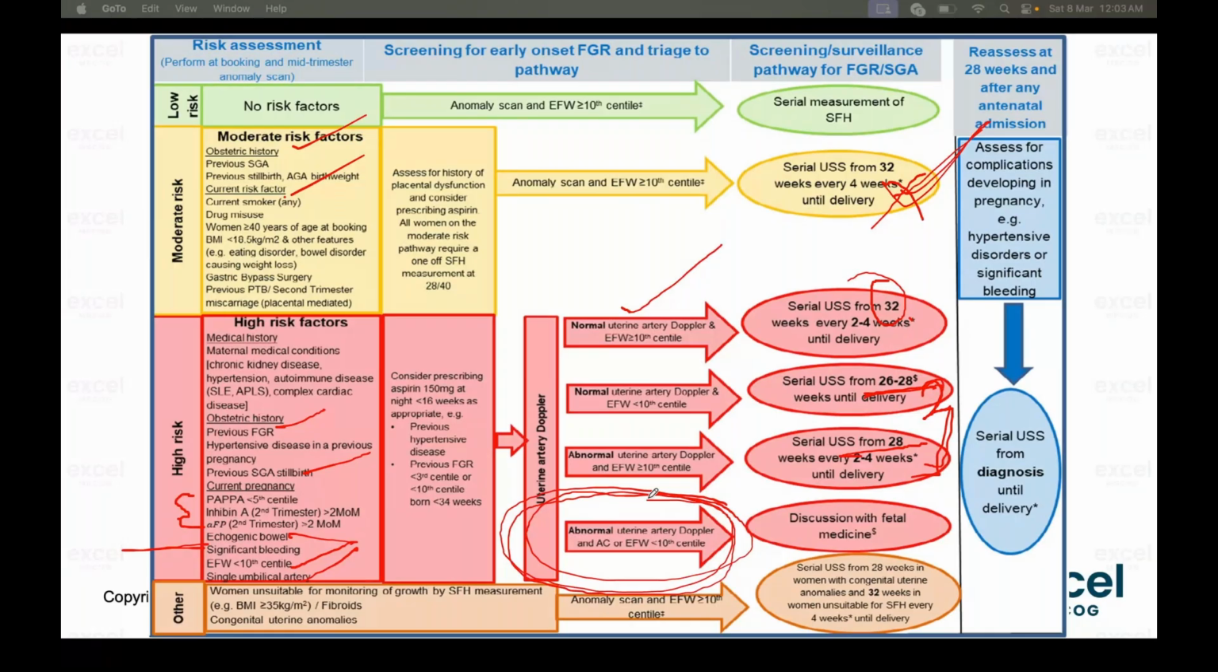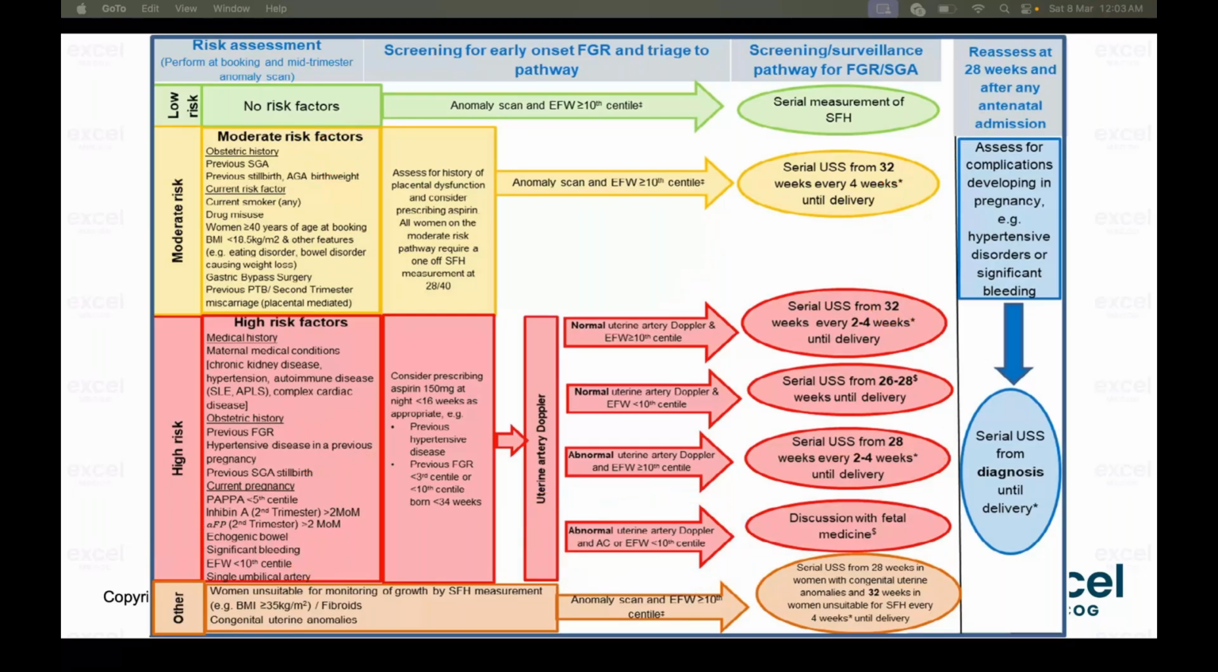This is at the 18 to 20 week scans. This is at the anomaly scan, not later. So, if both are abnormal, you will discuss with the fetal medicine. Why would you discuss with the fetal medicine? Anyone? What could be the possibility for early onset FGR? We spoke about it. Normally, placental insufficiency or congenital anomalies.